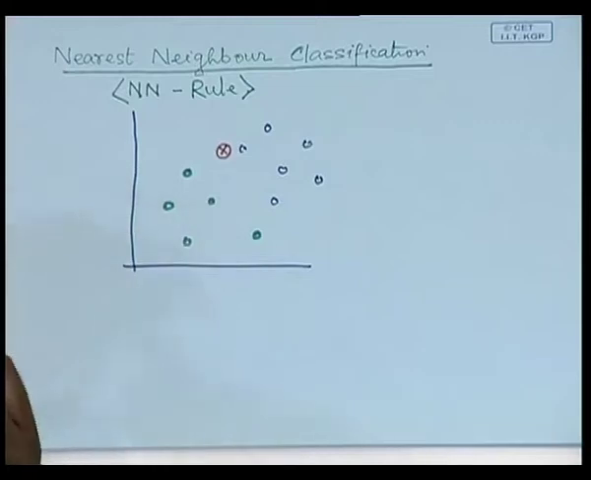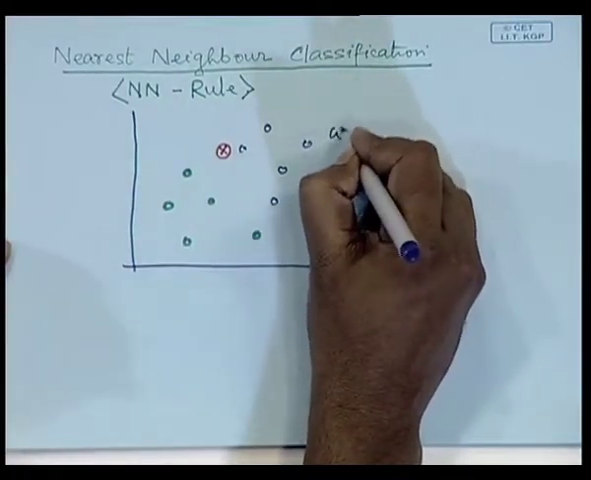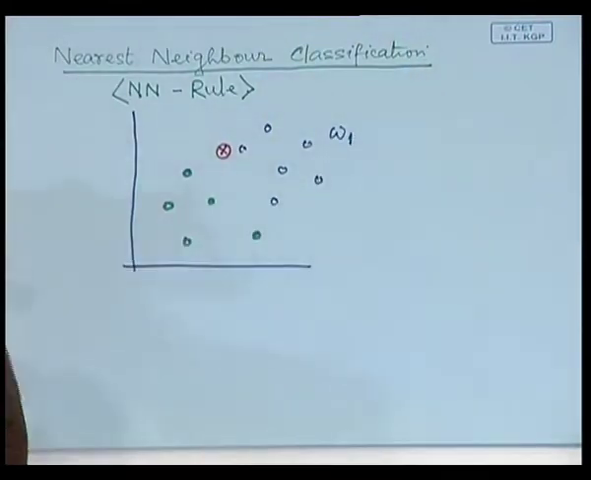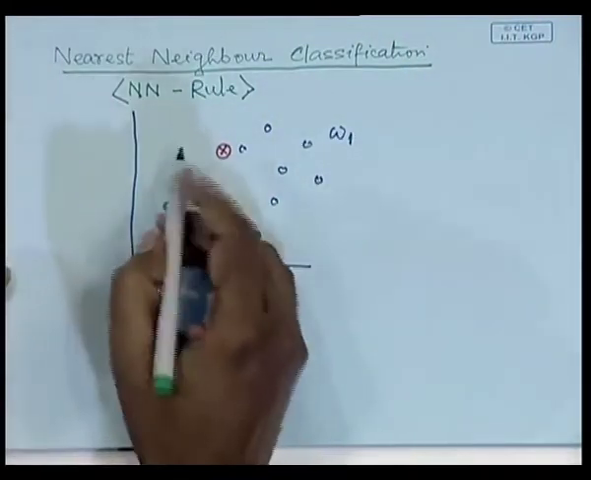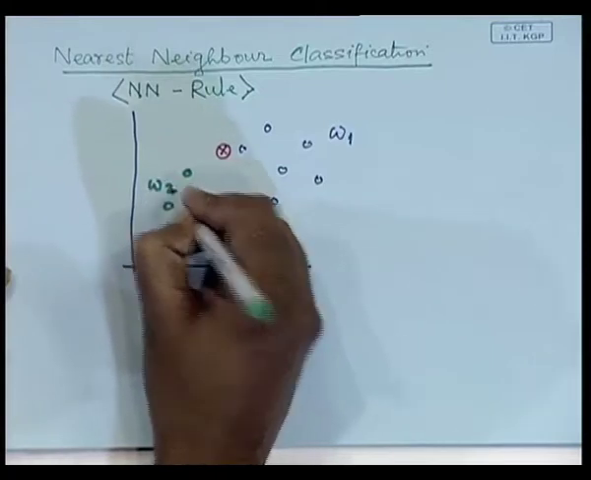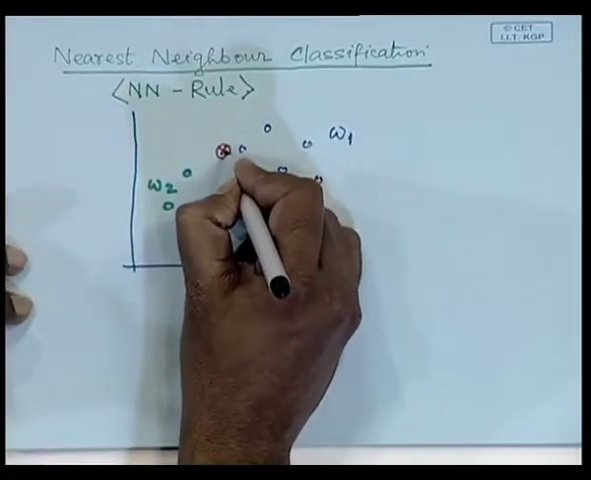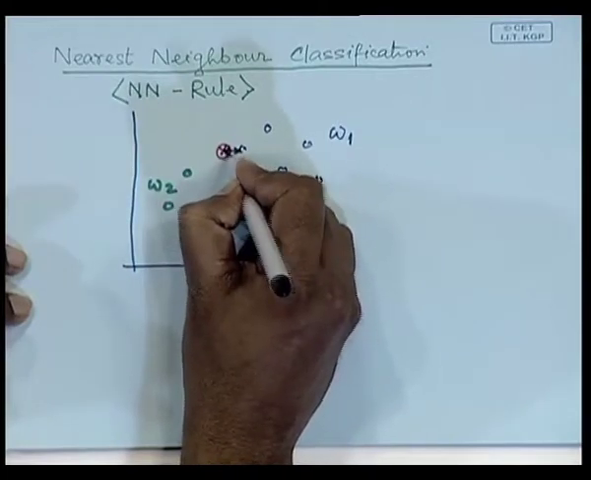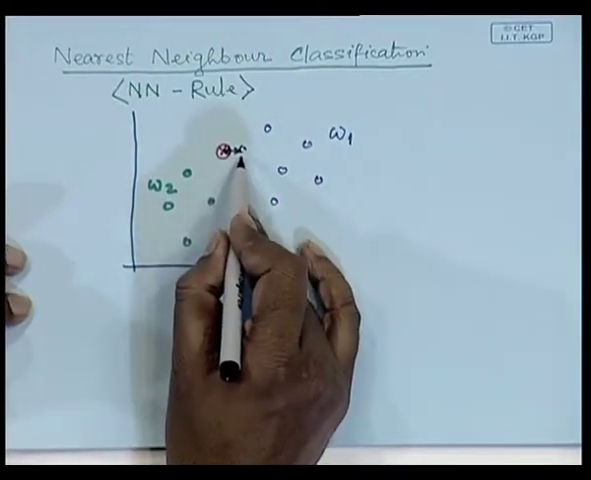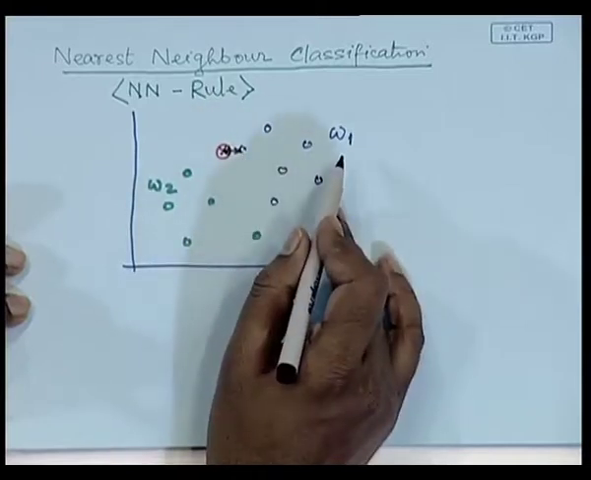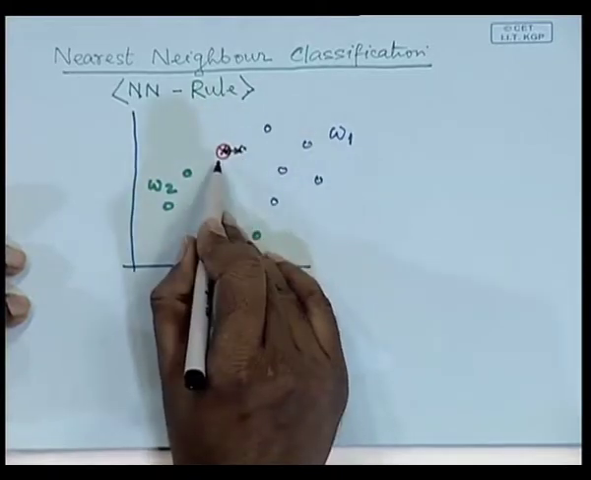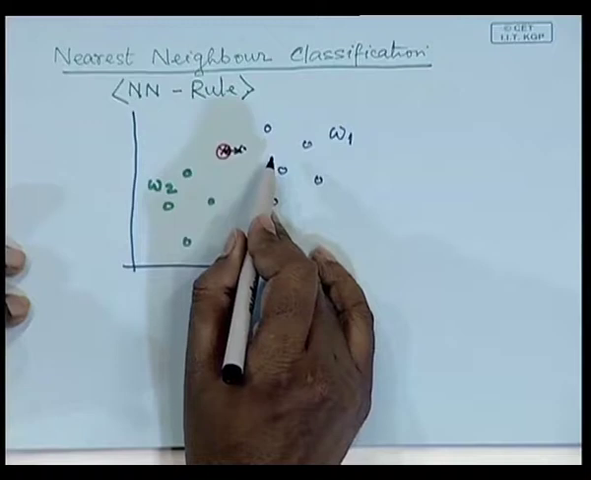Okay. So, if these samples actually belong to class omega 1 and these are the samples which belong to class omega 2, I just find out which sample is nearest to this unknown sample. So, find that the distance between this sample and this sample is minimum. So, the nearest sample is this one, and this sample belongs to class omega 1. So, I simply classify this unknown sample to class omega 1.